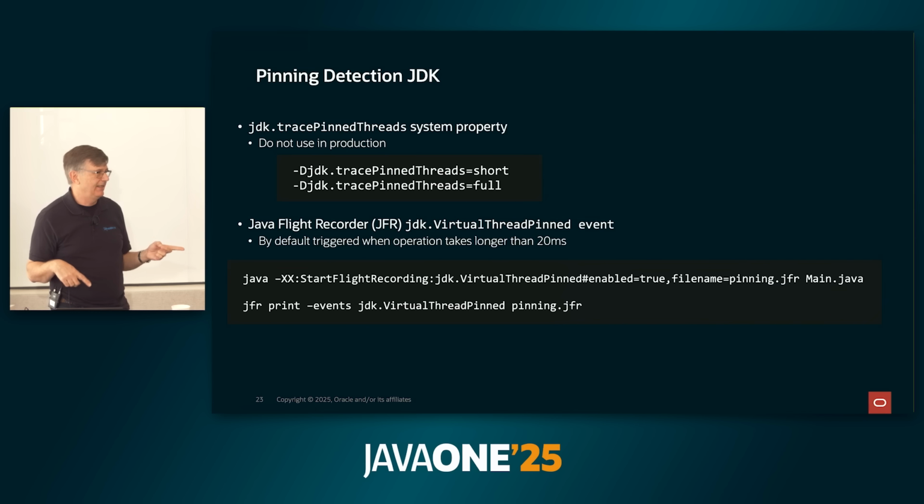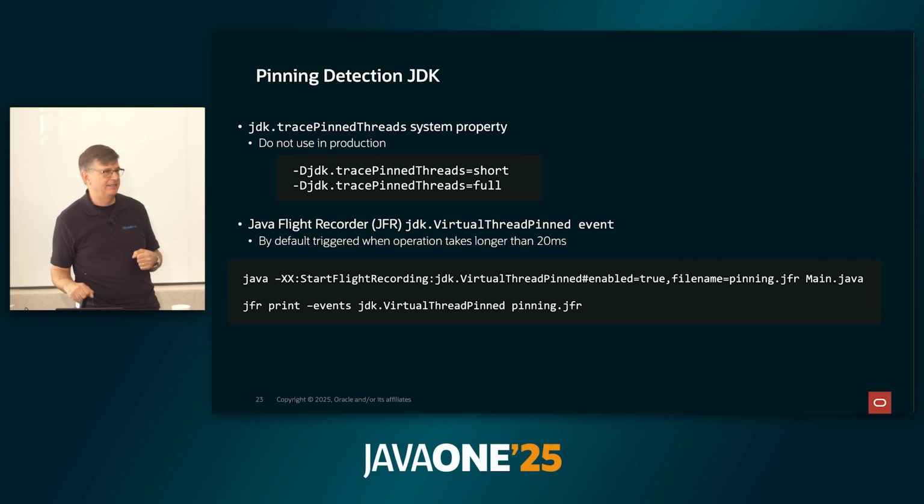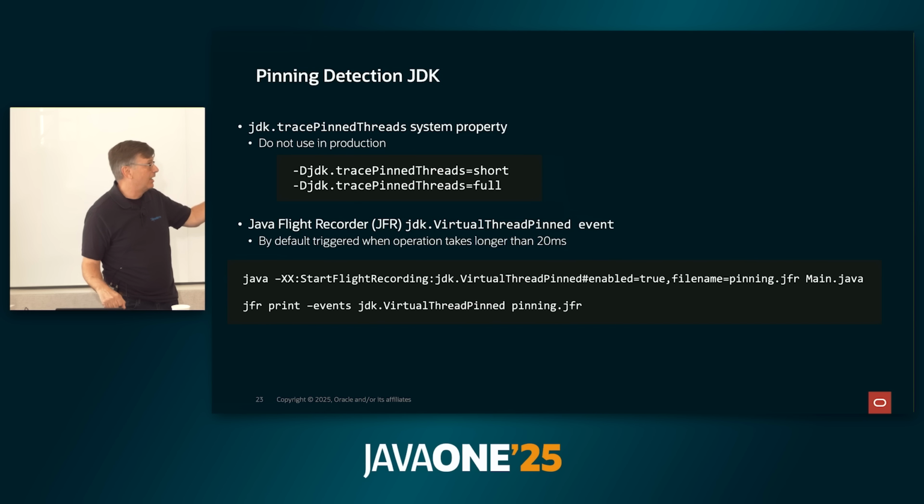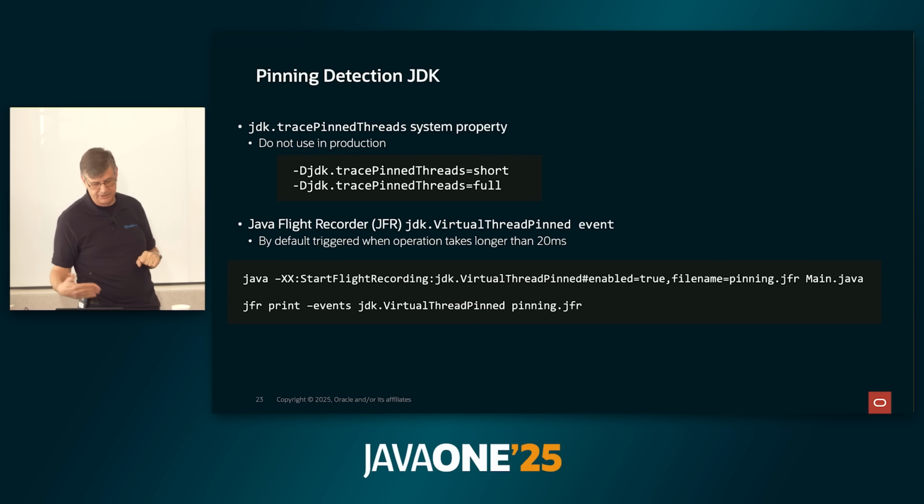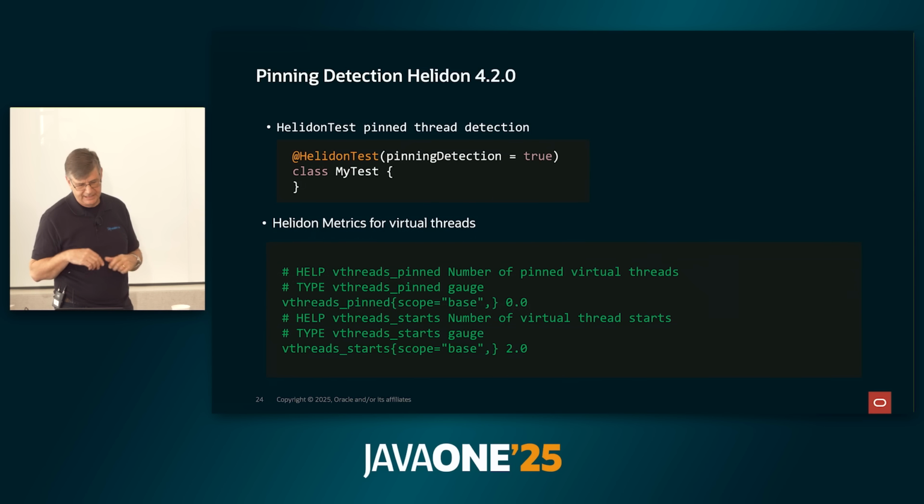To detect pinning in your application, you have some tools. One is the original system properties for detecting pinning, which is shown at the top here. Those are not recommended for use in production, so you would want to use those while testing or maybe doing some load testing. More preferable is to use Java Flight Recorder, which now can produce events for pinned threads. And there are thresholds and conditions that will trigger the event that you have some control over, but you can use Java Flight Recorder for detecting those.